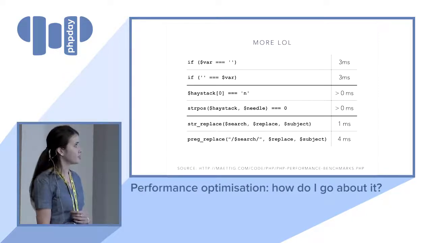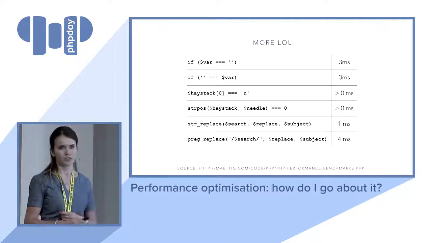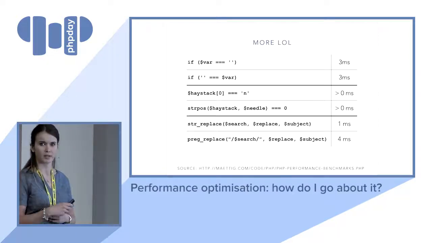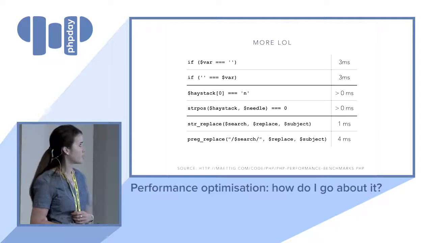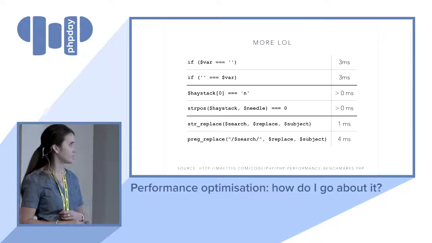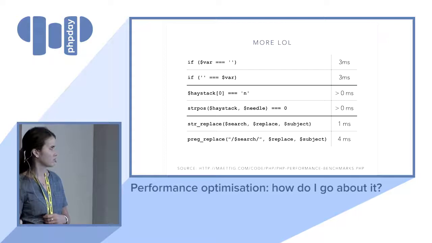And then here are some other ones. A lot of you might wonder, do I put the variable first, or the constant first when I'm comparing? No difference at all. This is a string replace, and this is the regex replace. It's only 3 milliseconds of a difference. So yeah, regex is slower, but it's not really that much slower.